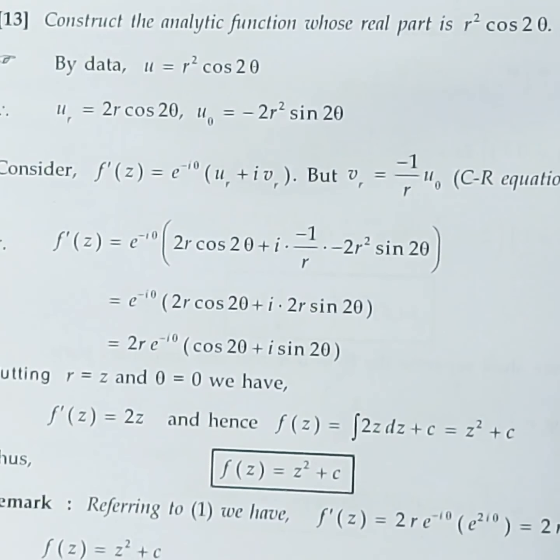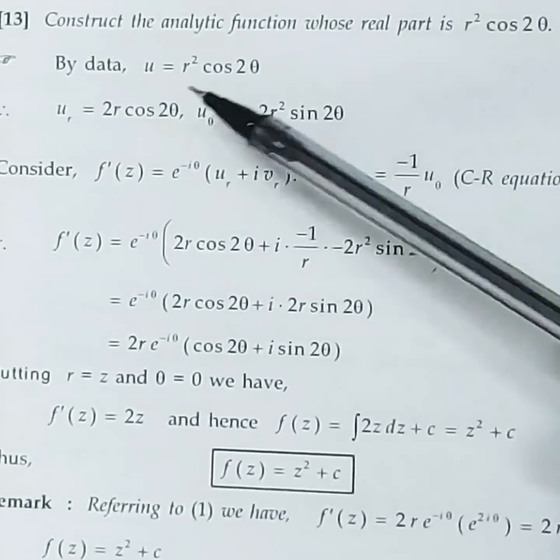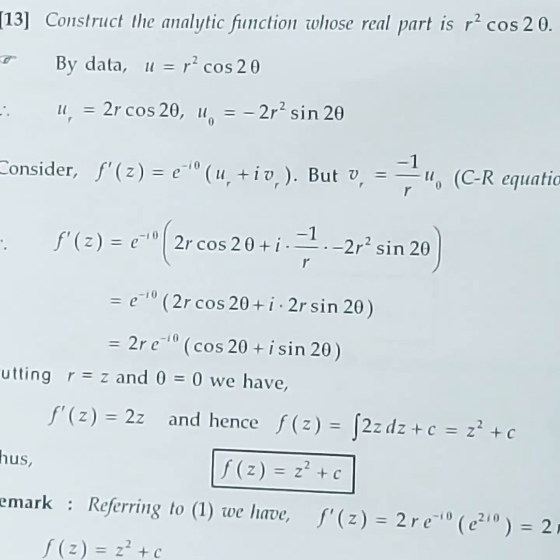In the last video, we have seen the construction of analytic function using Milne Thompson method in Cartesian form. Now, in this video, let's see it in polar form. So, see the question: construct the analytic function whose real part is r square cos 2 theta. Since they have given the real part, u is equal to r square cos 2 theta.